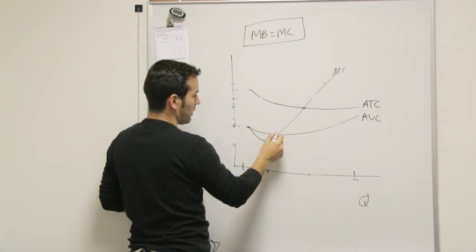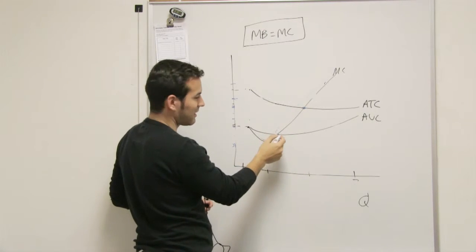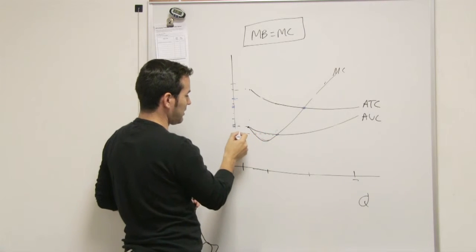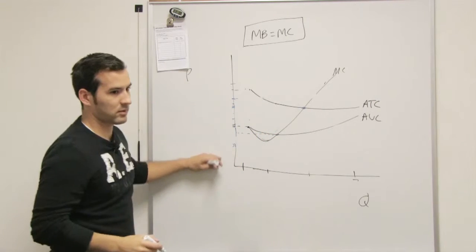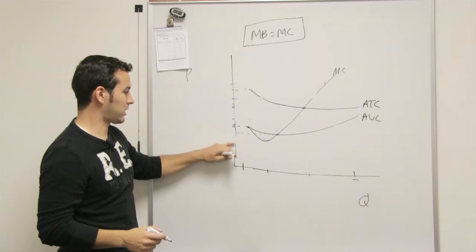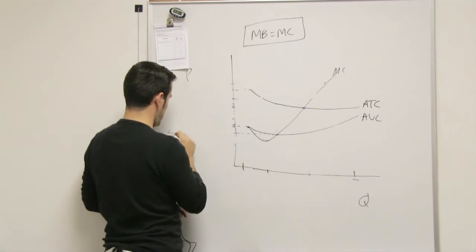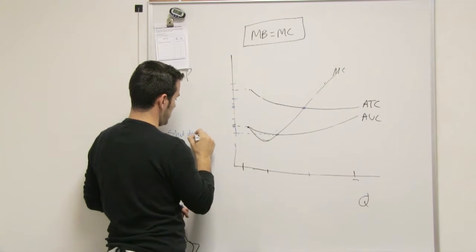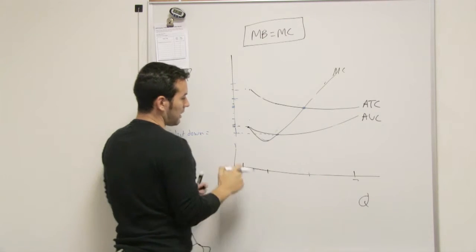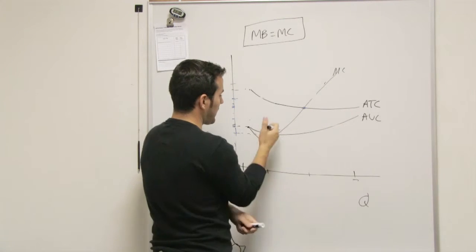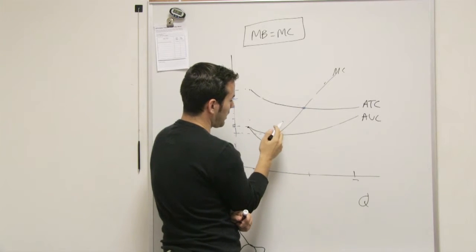And what did we say this one was? Do you remember? Below that, you're losing, so we're going to shut down. Yeah, we're going to shut down, right? So that's the shutdown. This is the shutdown price right here. Shutdown, and we want to know how to find that.